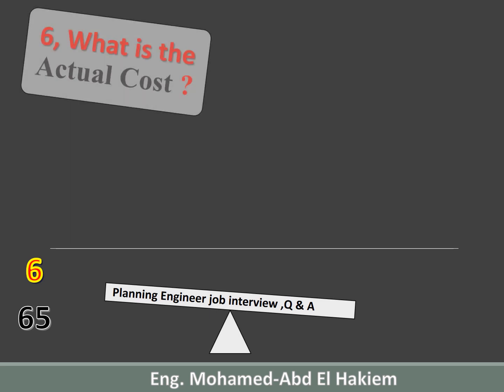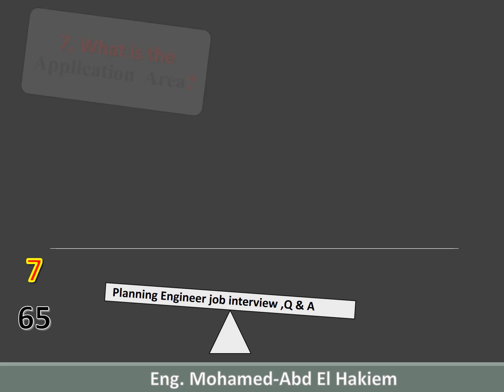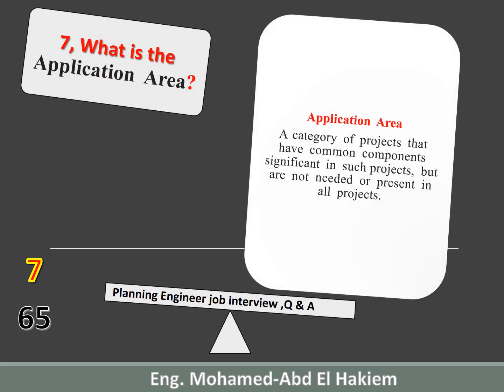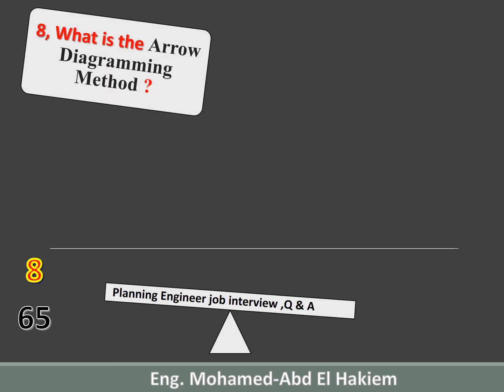6. What is the actual cost? Actual cost is the total costs actually incurred and recorded in accomplishing work performed during a given time period for a schedule activity or work breakdown structure component. 7. What is the application area? Application area is a category of projects that have common components significant in such projects, but are not needed or present in all projects.